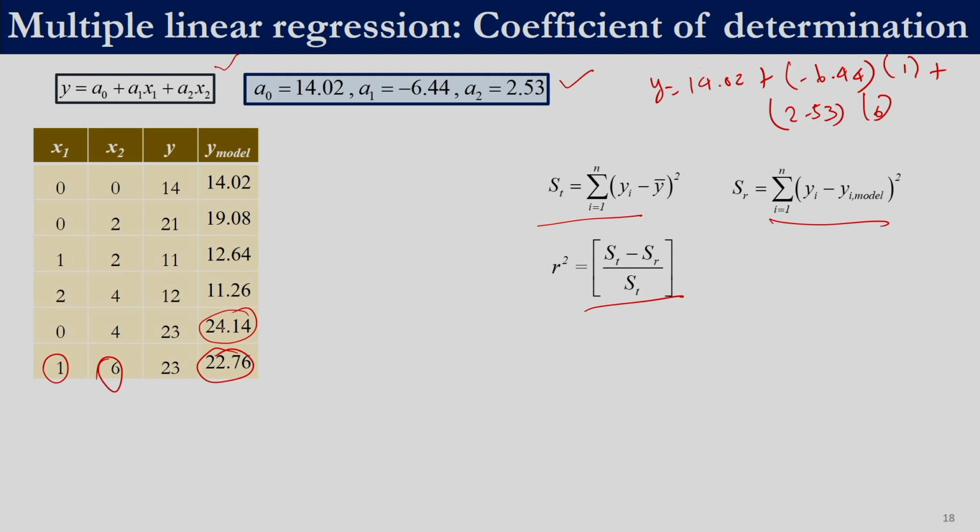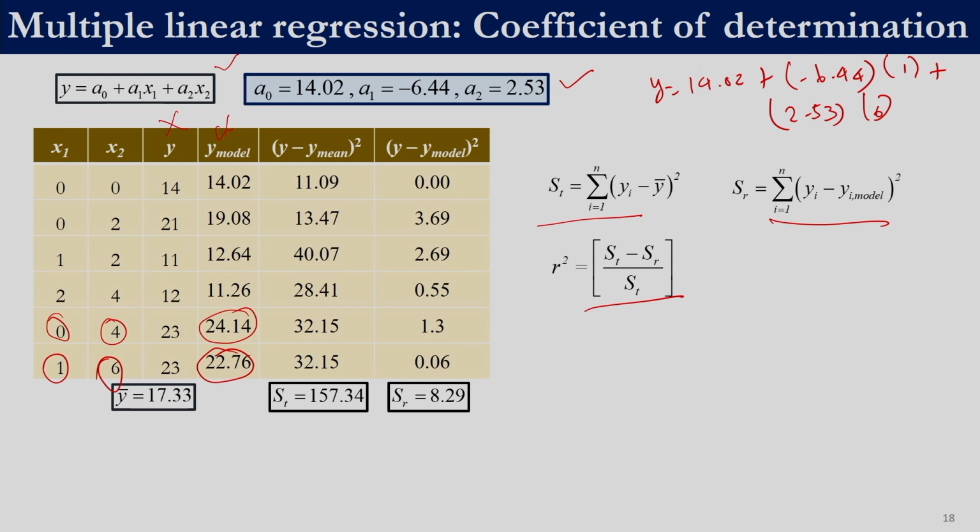So, for 24.14 we should have used x1 is equal to 0 and x2 is equal to 4 in this equation, and we would have obtained y model. So, for determining this y model we will not require this y. This is the value predicted by the model. So, the error we can find out.